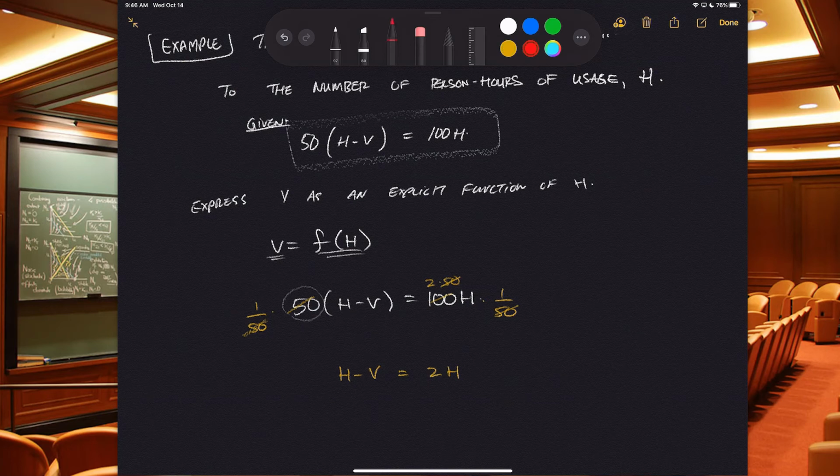And now solving for v, a couple ways to go. One would be to just subtract h from both sides to get rid of this. So let's do that.